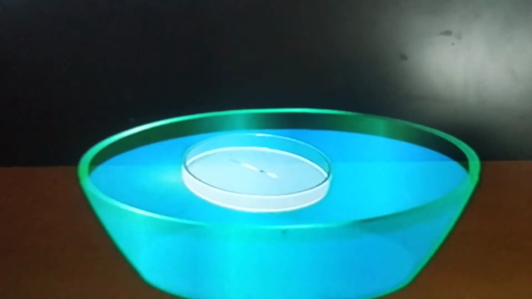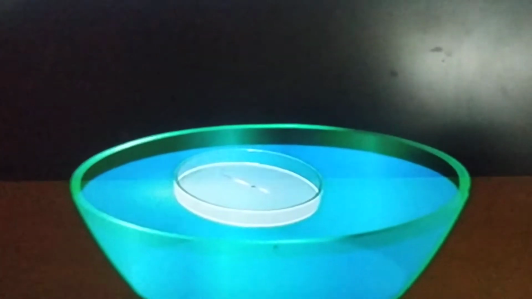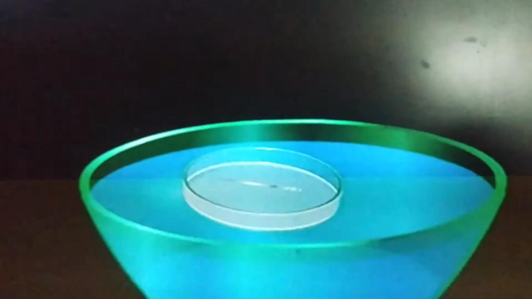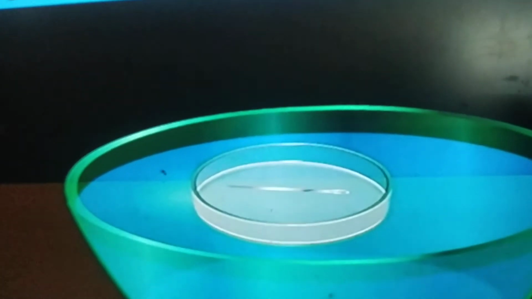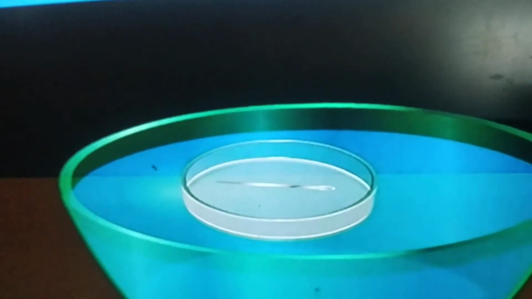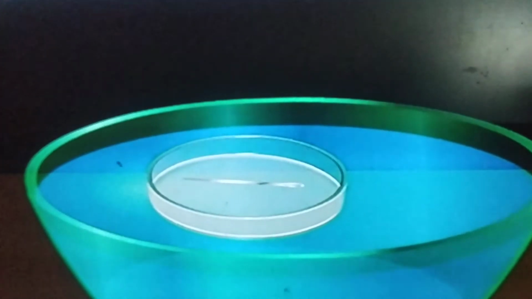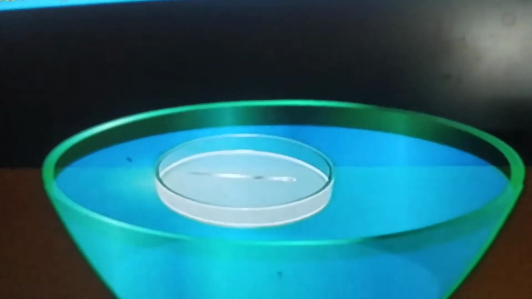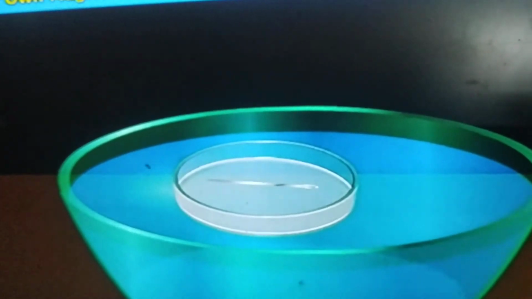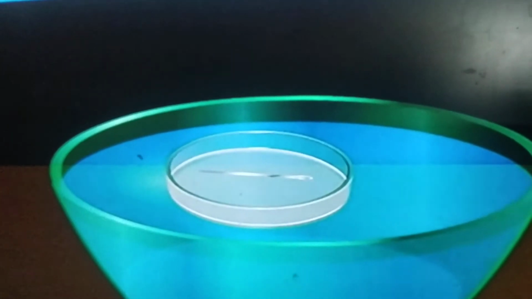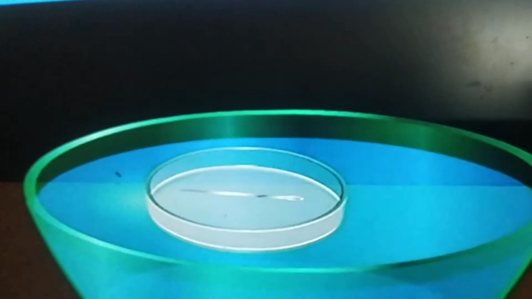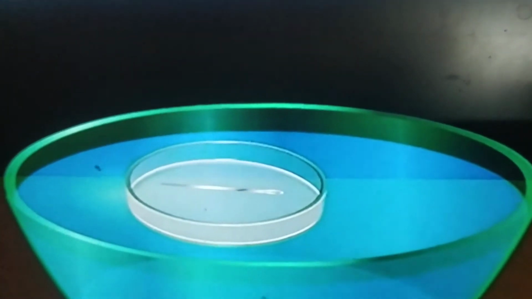Because we have to get perfection, for that we have to disturb it again and wait. Now what happens? Once again observe its direction. We observe that the needle always comes to rest in a particular direction. Which direction? The north-south direction. So from this activity we learned that the needle always points in the north-south direction. Thus it acts as a magnetic compass.